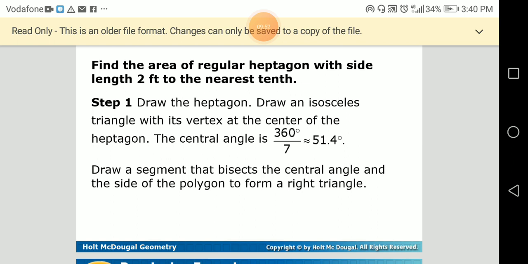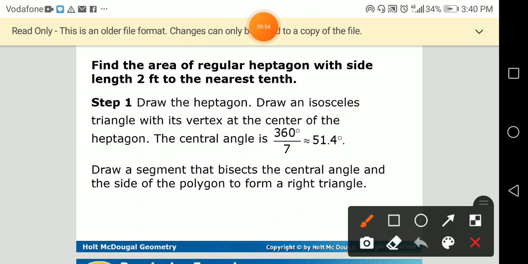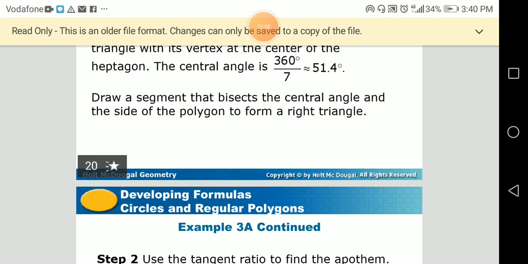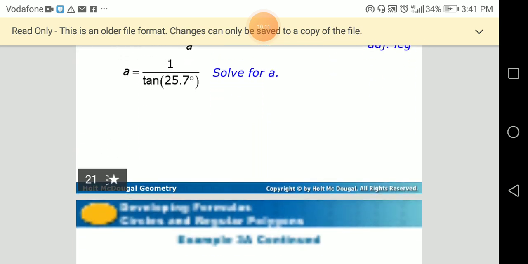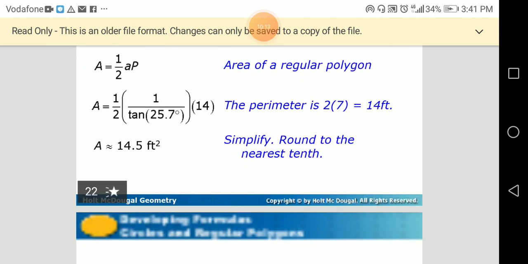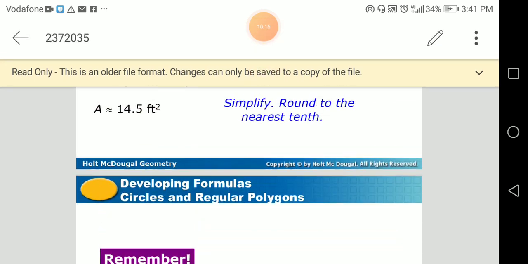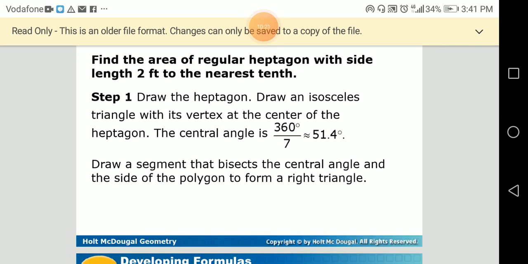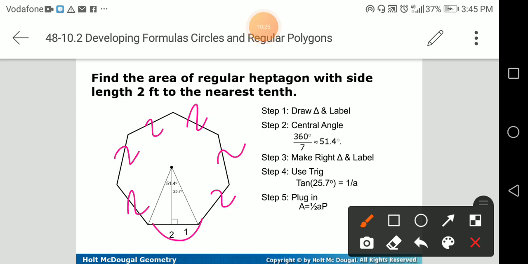The central angle, remember, is easy to get. It's 360 degrees, the total measure of degrees of the circle, over the number of sides. So it gives you 51.4 degrees. Let's draw it to make sure we understand what we are talking about. Okay guys, I drew this here for you.